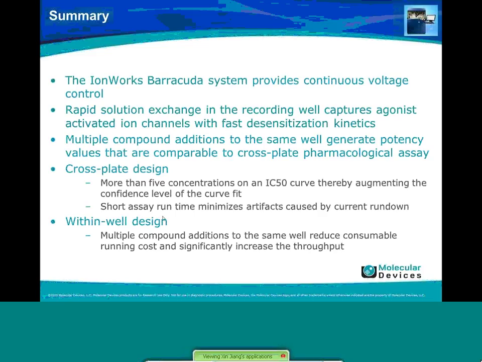The benefit of doing the within-well or multiple compound addition per well type of experiment is it actually reuses the same cells and generates a lot more data points per assay. So it reduces the cost of consumables and running costs and significantly increases the throughput. And as the HERG assay data show us, the pharmacology numbers actually match really well with the cross-plate type of experiments. So the user can decide whichever works for them for their specific assay.